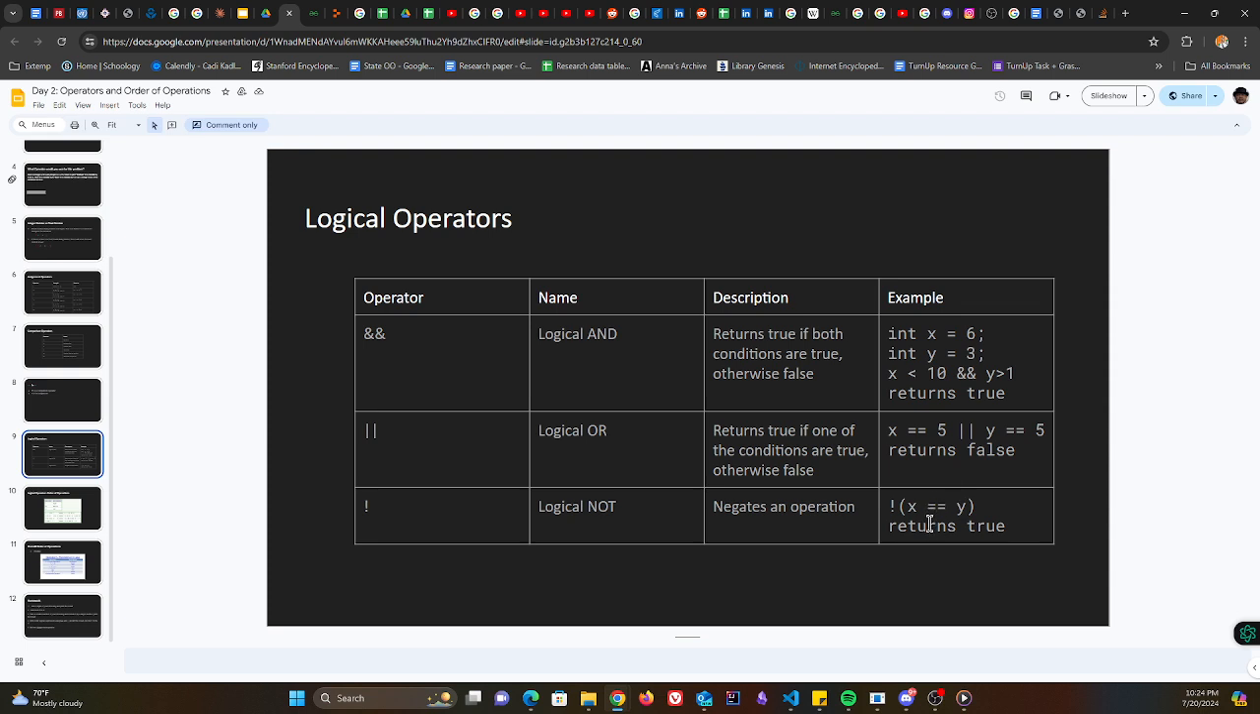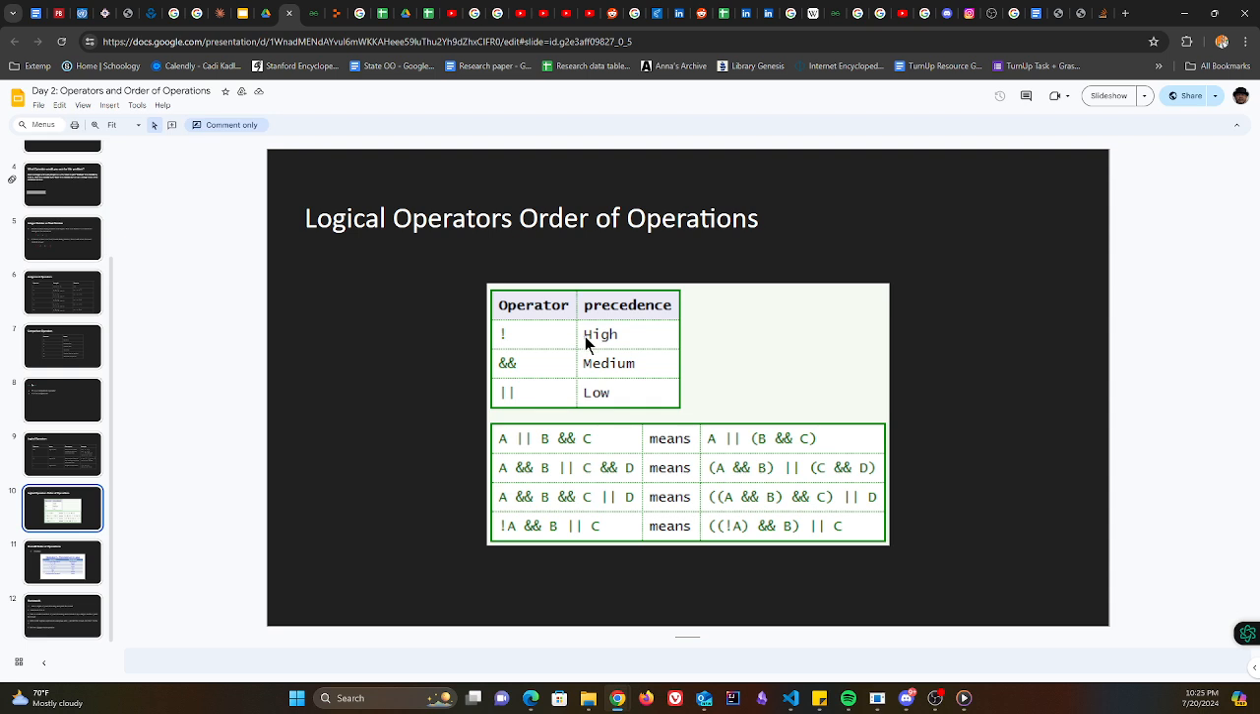So just remember inside of this, here we have 6 equals 3, and that's false. So the value inside this parentheses is false. And then the exclamation point, it's like not false. What's not false returns true. So again, this exclamation point does the opposite, or not. It negates an operation. So here we have the logical operators order of operations.